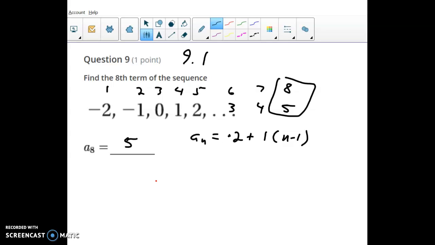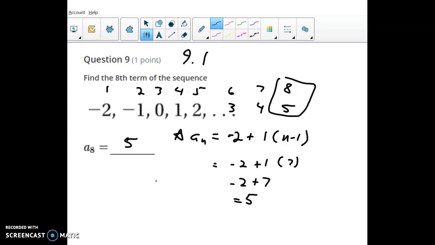So in this case we start at -2 and go up by 1, n minus 1 times, so that on the 8th term we have -2 and we went up 1 7 times. We do 8 minus 1 there, so we have -2 plus 7, and that'll give us 5. That's another way to do it.